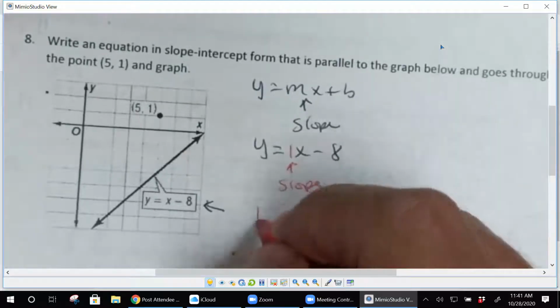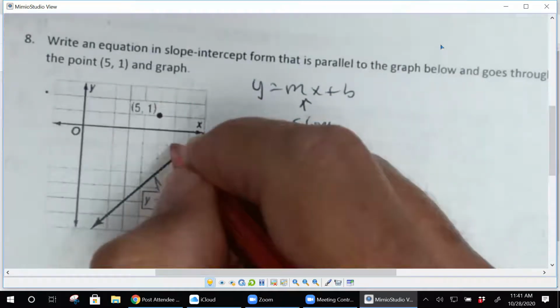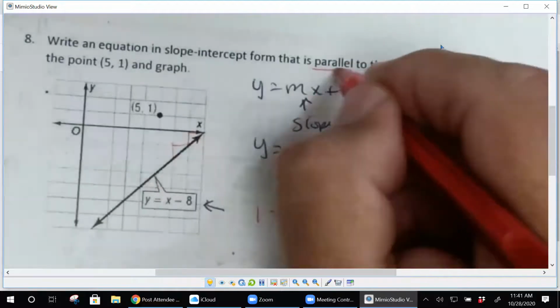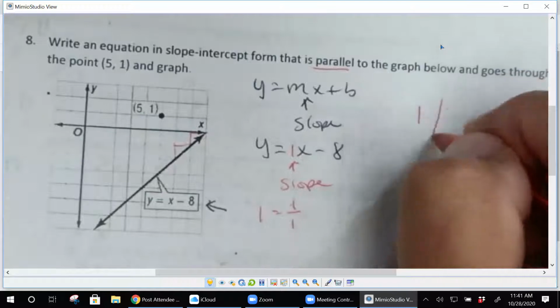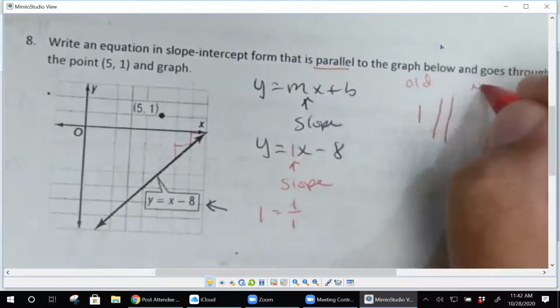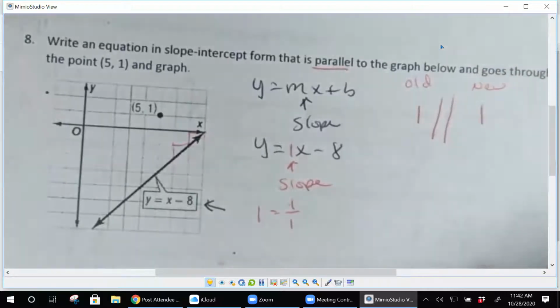So if I'm thinking 1, that's rise over run, that's 1 over 1. And if you look, up 1 over 1, up 1 over 1. So it works. So if I'm talking parallel, okay, so if my slope is 1 and I'm thinking parallel, my old slope is 1, since my new slope is going to be parallel to it, we know the slopes are the same. So my new equation, the slope will be 1.